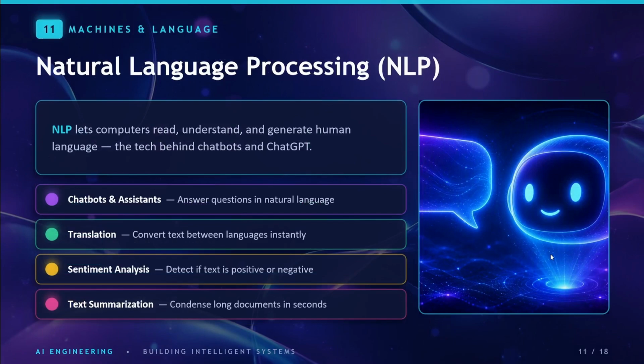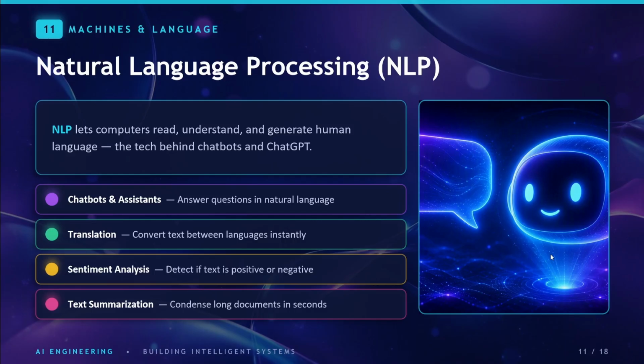Let's now talk about natural language processing, commonly known as NLP. NLP is the branch of AI that lets computers read, understand, and generate human language. And this is exactly the technology behind chatbots and tools like ChatGPT. Human language is incredibly complex, filled with ambiguity, context, tone, and nuance. So, teaching a machine to genuinely understand it is one of the most challenging problems in AI. Let's look at some real applications of NLP.